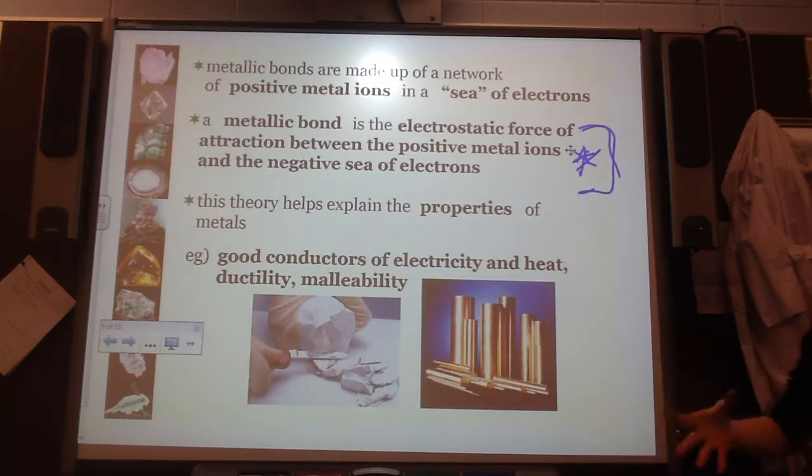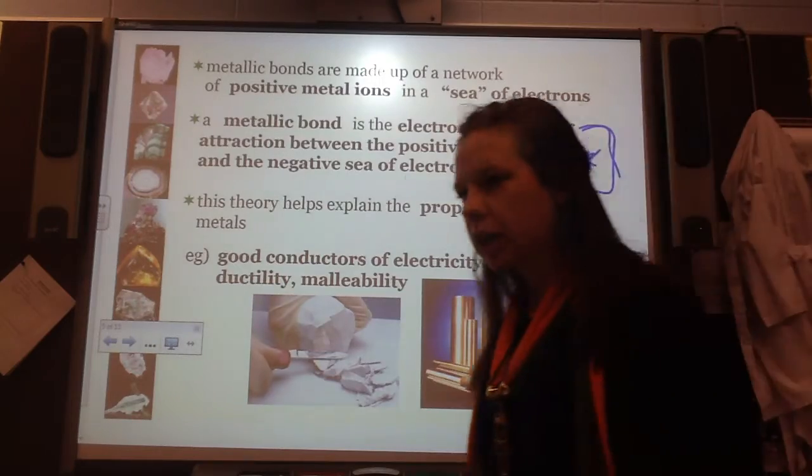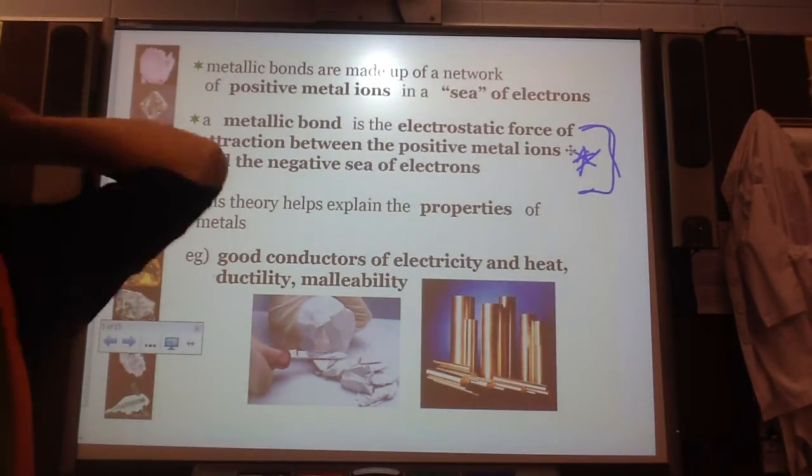And as I was saying before, this theory helps to explain the properties of metals. For example, they're good conductors of electricity, which, as we said, is the flow of electrons. They can conduct heat. They're ductile, meaning we can stretch them out into a wire, and they're malleable. So this is something special about our metallic bond.